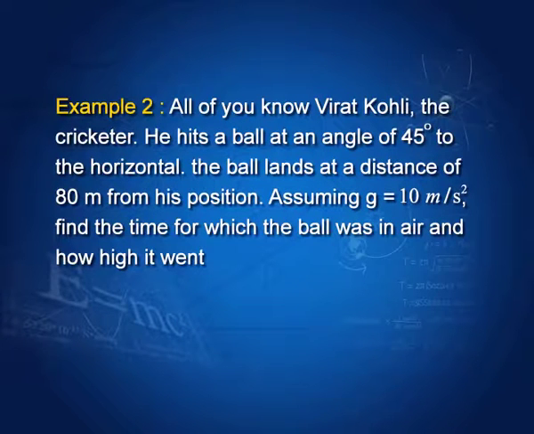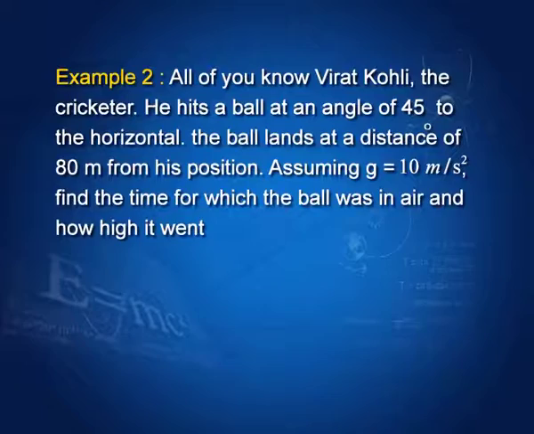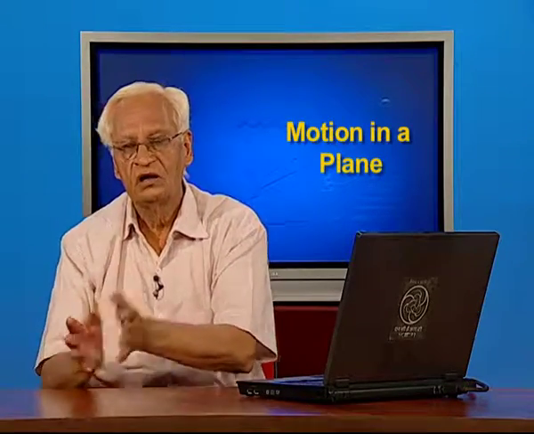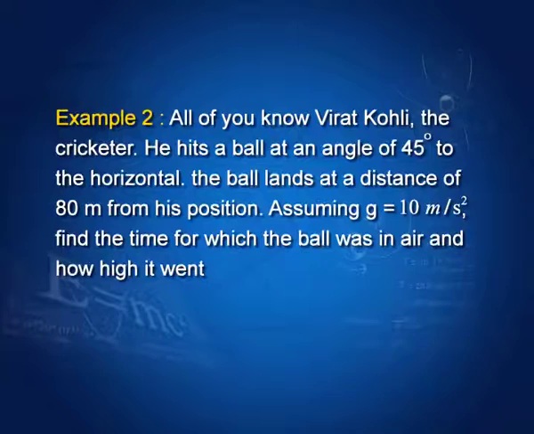The ball lands at a distance of 80 meters from his position, that is, from the pitch the ball lands at a distance of 80 meters. Assuming g equal to 10 meters per second square, find the time for which the ball was in the air and how high it went. That is also important for the fielder, because the fielder must know where the ball is likely to fall, so that if he is there, he can catch the ball.